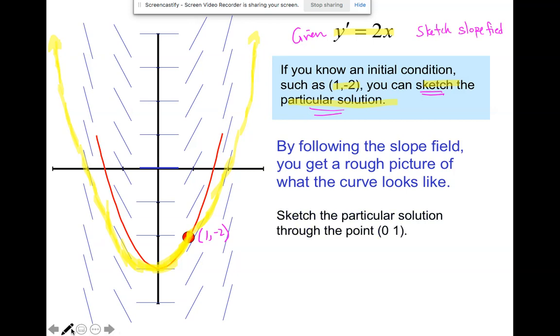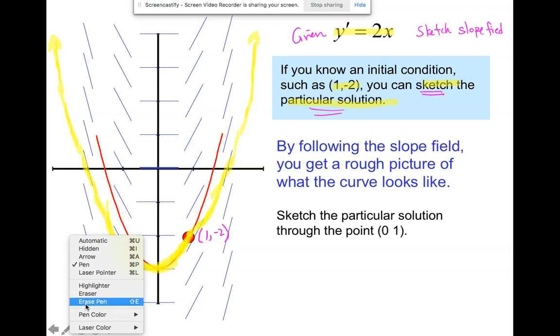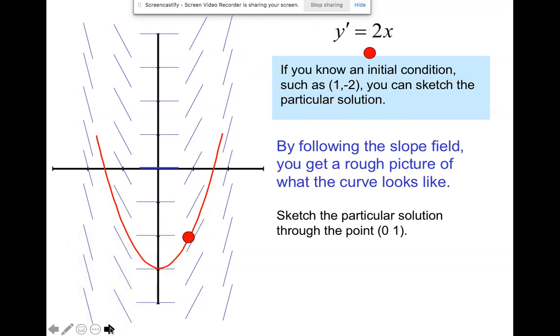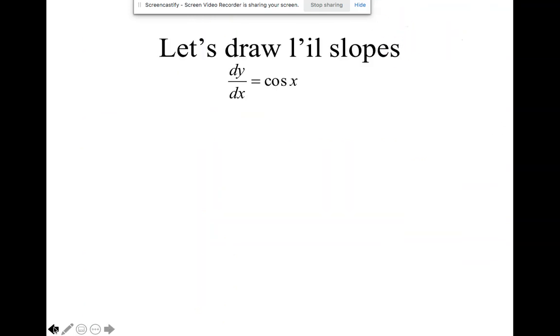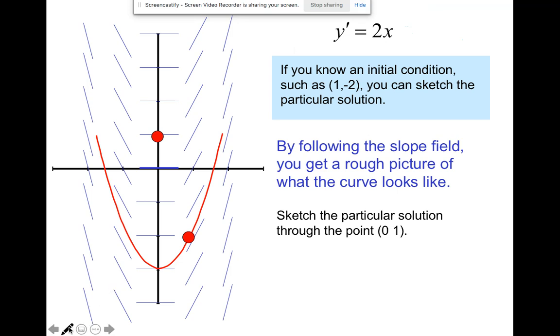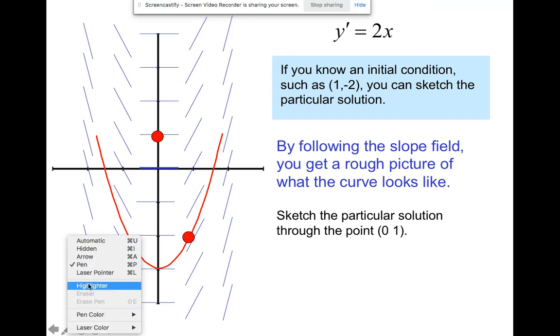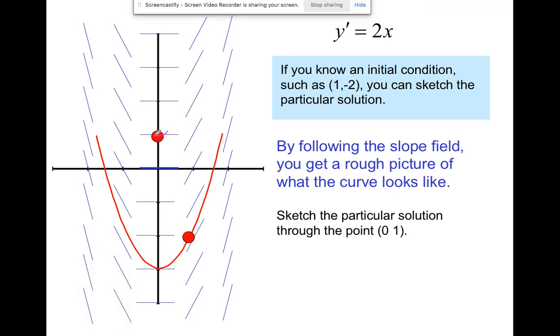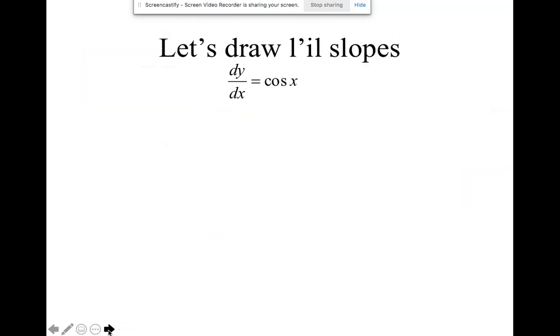So what if I gave you a different one? What if I said through 0, 1? Plot the point, label it. Whoops. Sketch. Right? There you go. Check. So let's practice.